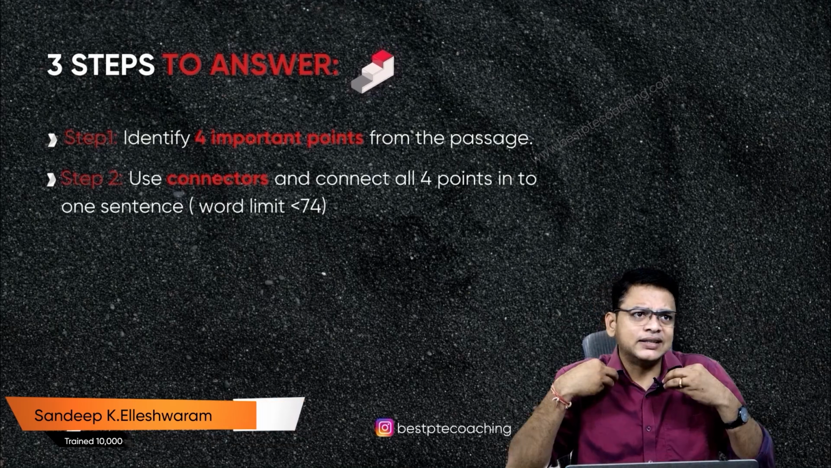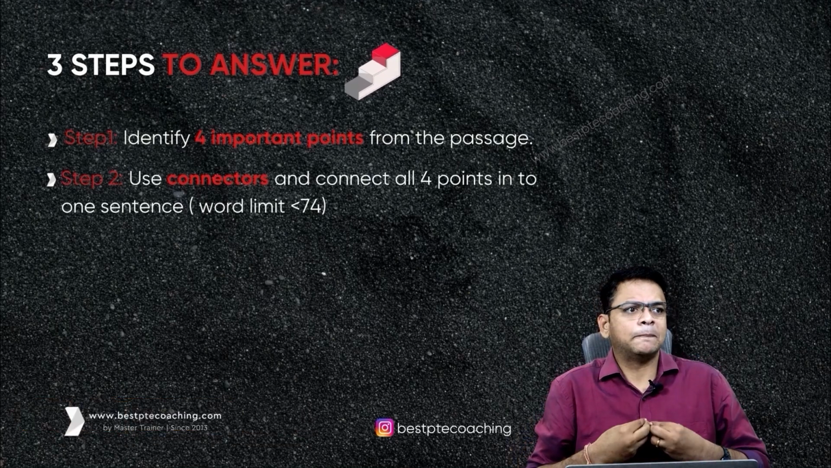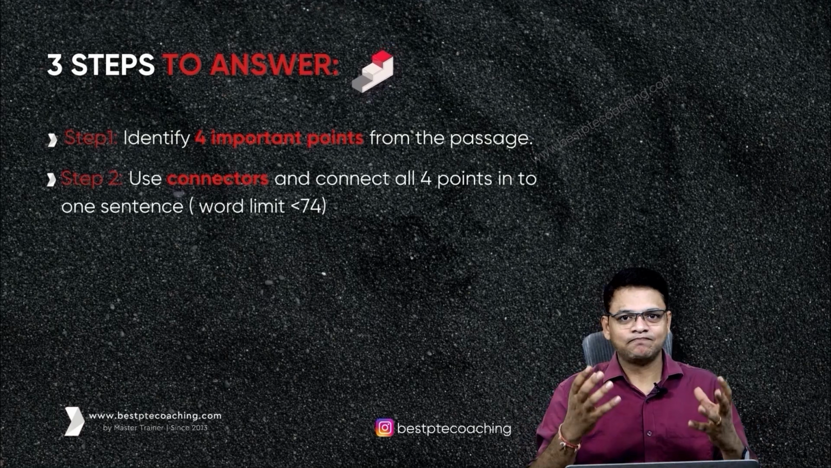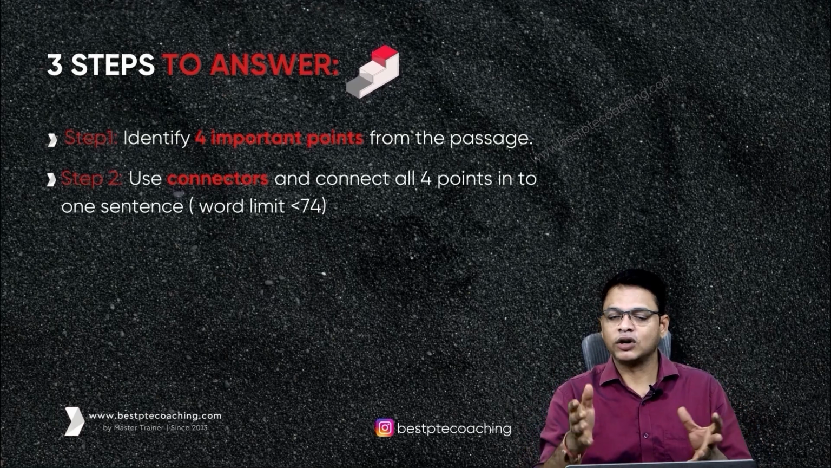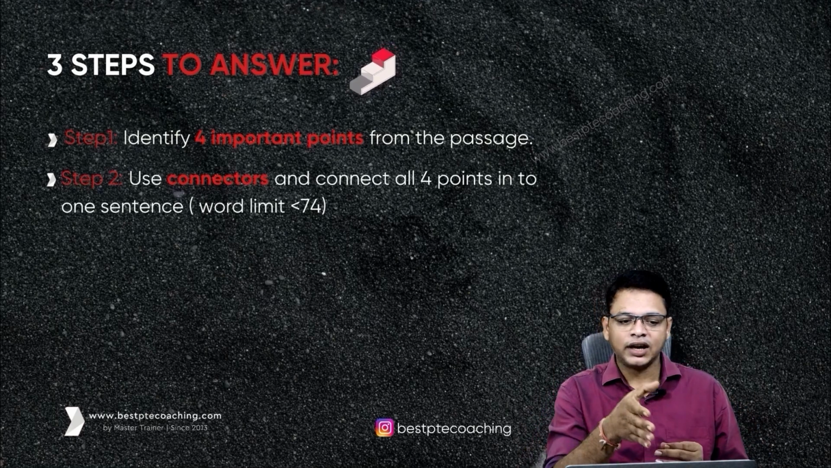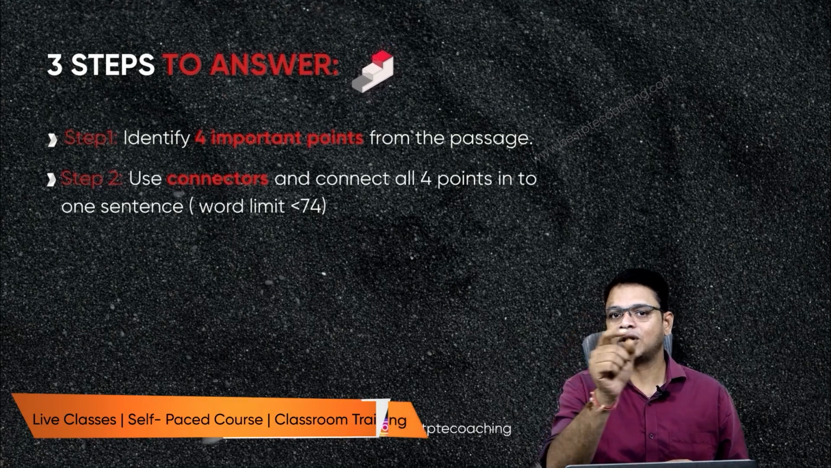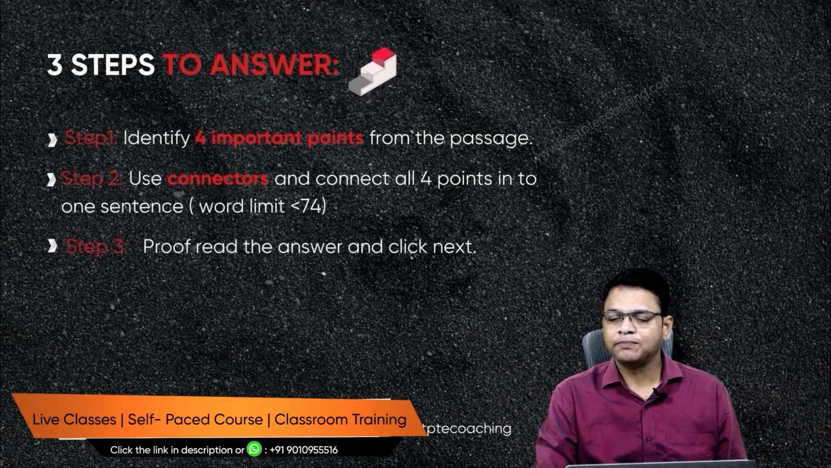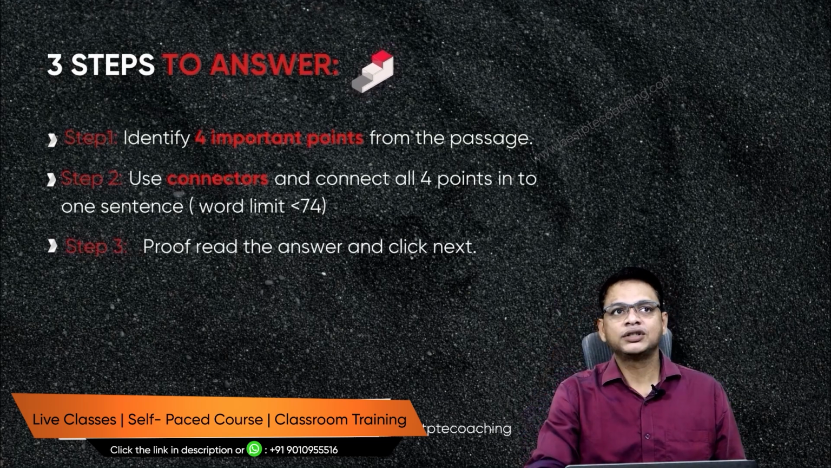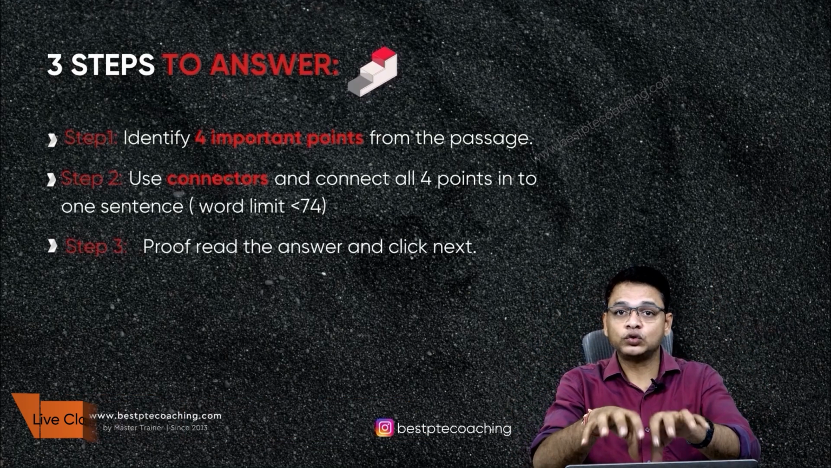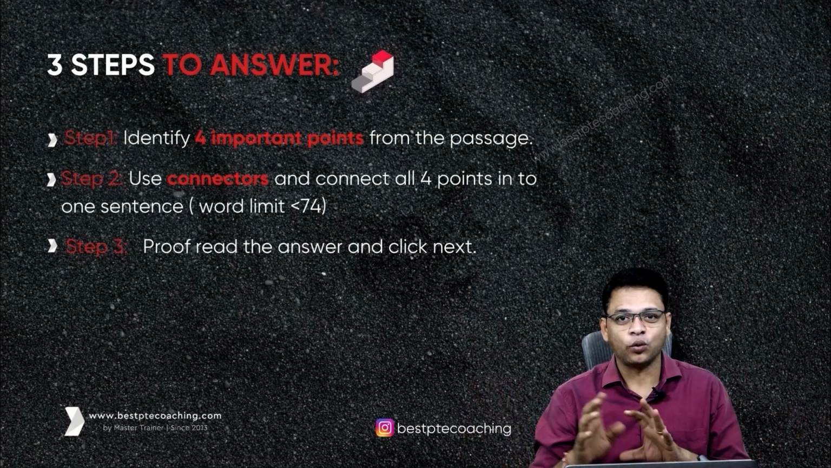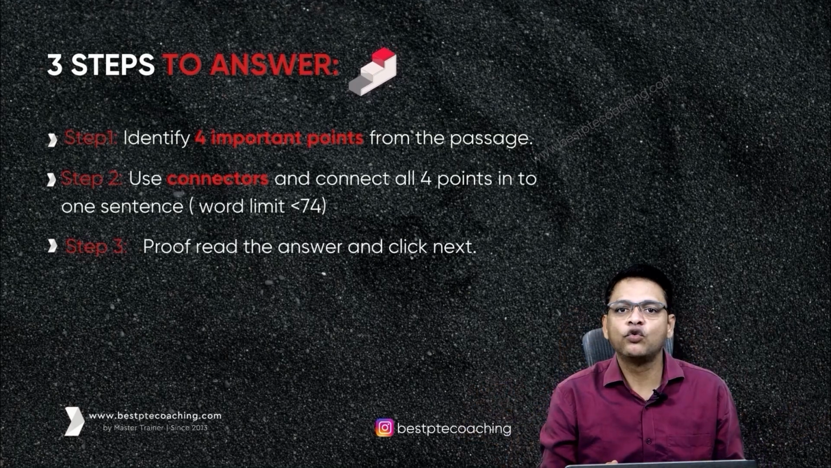Under 74, a 60 word answer is good, a 65 word answer is good, a 50 word answer is good. So depending on the size of your points, you can write an answer under 74 words with 1 full stop. It should be 1 single sentence. Okay, you selected 4 points, you collected those 4 points and you wrote them with the connectors. What next? Clicking next? No. You have to proofread the answers.